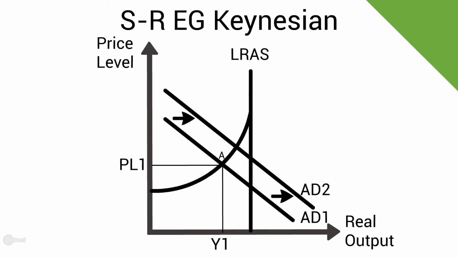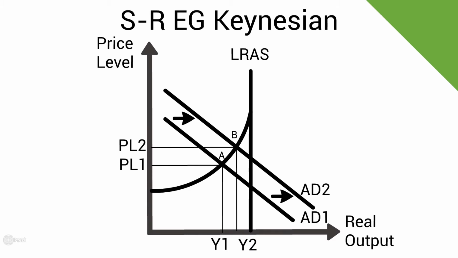This outward shift in aggregate demand from AD1 to AD2 causes a new equilibrium in the economy with a higher price level and a higher level of real output. The increase in output from Y1 to Y2 is economic growth in the short run. It is short-run economic growth because the long-run productive potential of the economy has not increased.